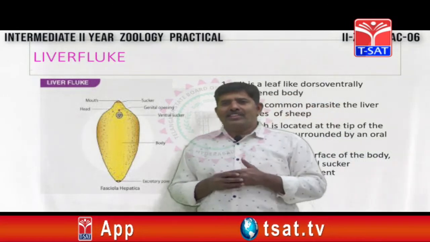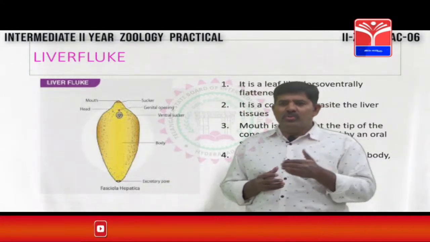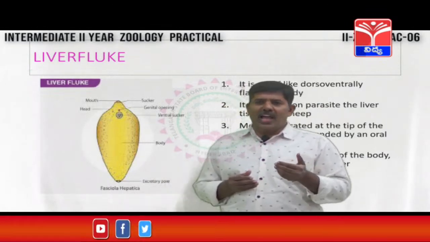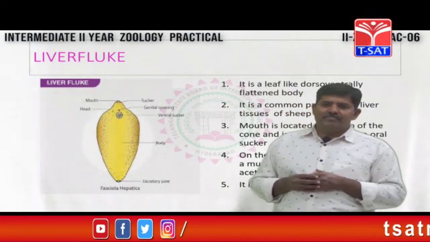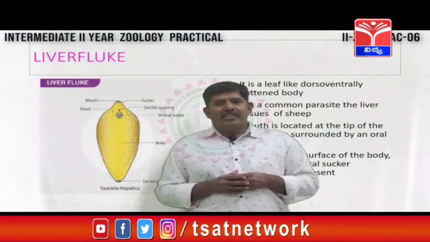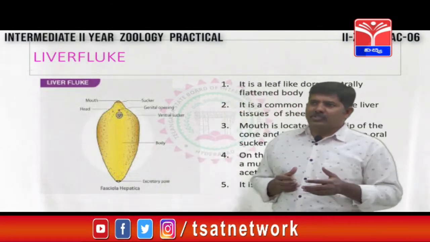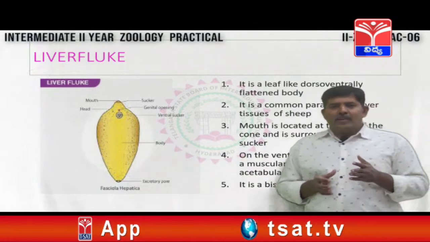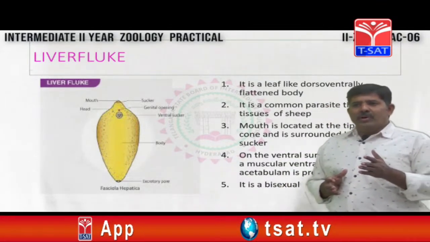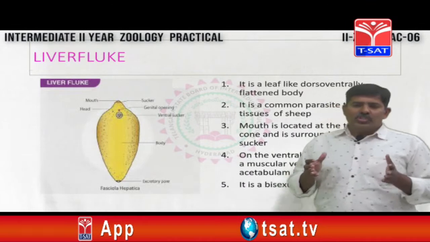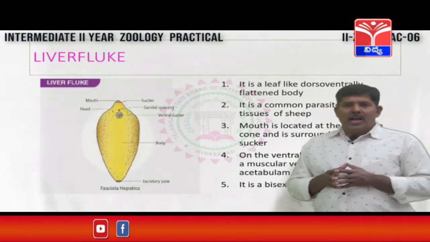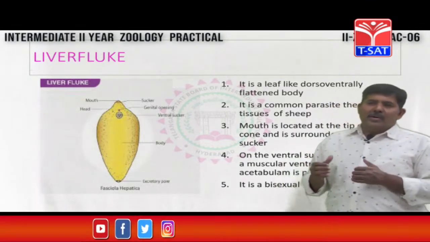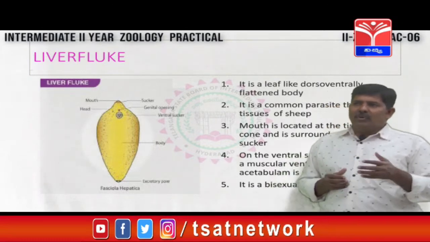The oral sucker is located in the anterior end, around the mouth, and the ventral portion has the ventral sucker. It is a bisexual species. Most of these species are parasitic, endoparasitic species, mostly in sheep and pigs, rarely in man. This is about the liver fluke.